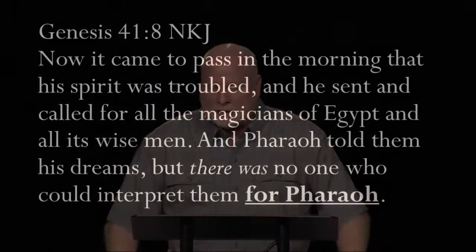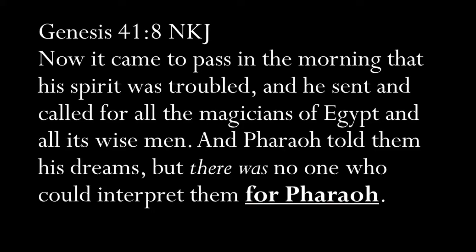Now, Pharaoh didn't do that. Pharaoh called in his wise men, his magicians, and he said, this is what I dreamed. And they offered an interpretation. Yeah, but he didn't accept it. How do we know that? Well, let's read the New King James Version here. Now it came to pass in the morning that the spirit was troubled, and he sent and called for all the magicians of Egypt and all its wise men. And Pharaoh told them his dreams. But there was no one who could interpret them for Pharaoh.